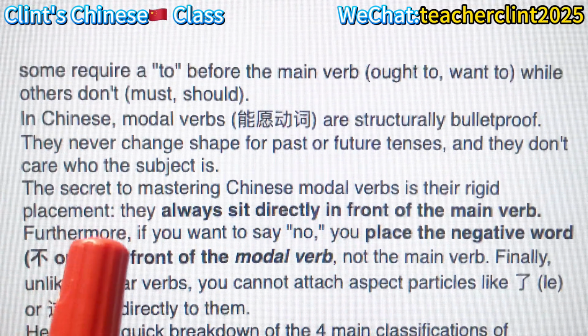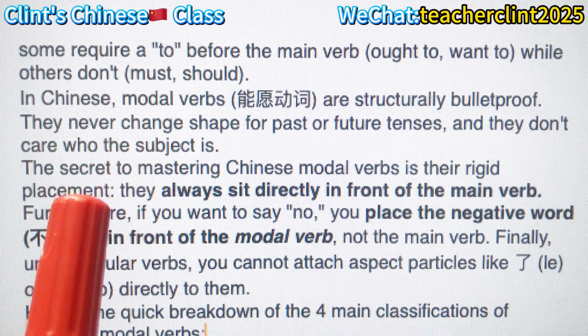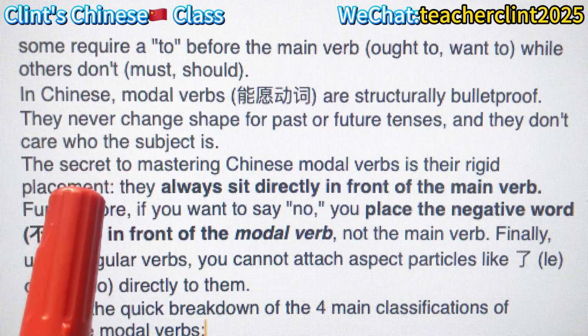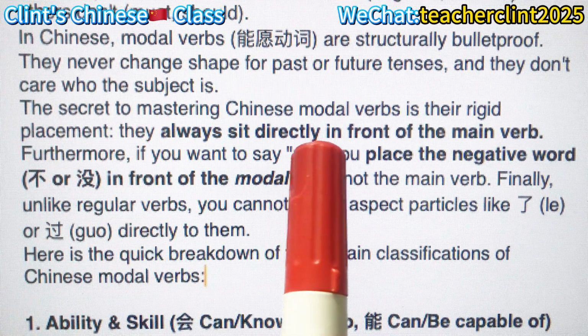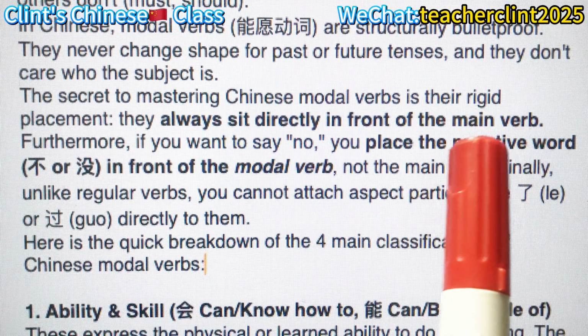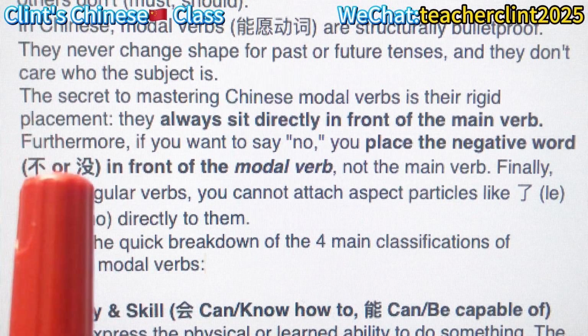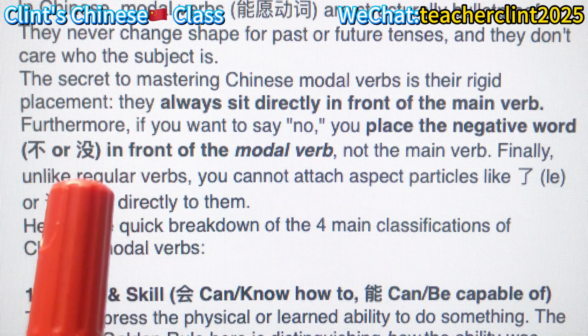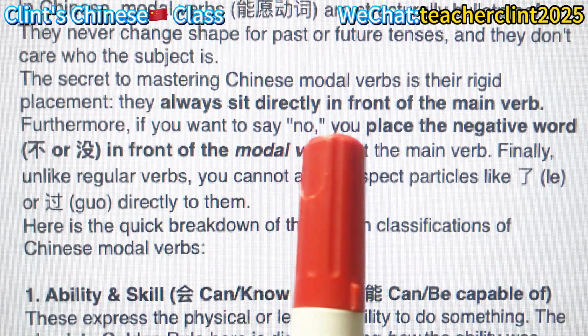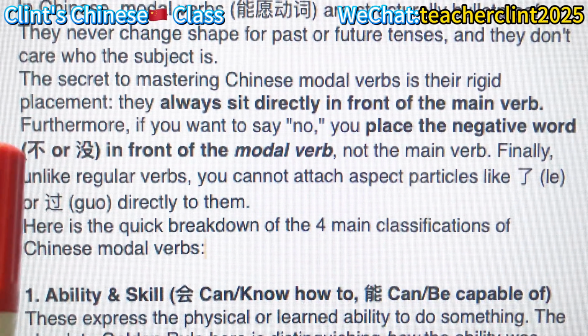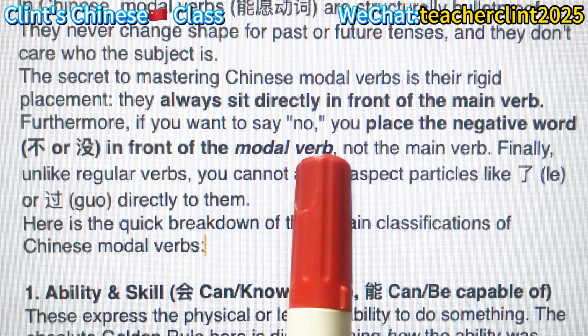But the Chinese modal verbs never change their shape based on the tense, right? And they always sit directly in front of the main verb, just like adverbs. And if you want to negate the modal verb, just add a 不 or 没 in front of the modal verb.